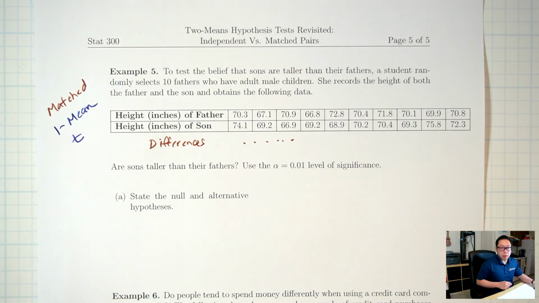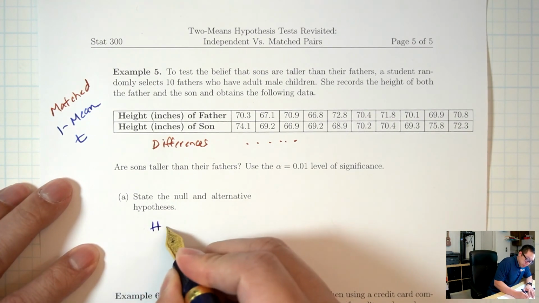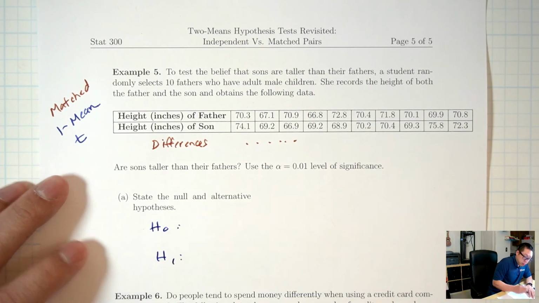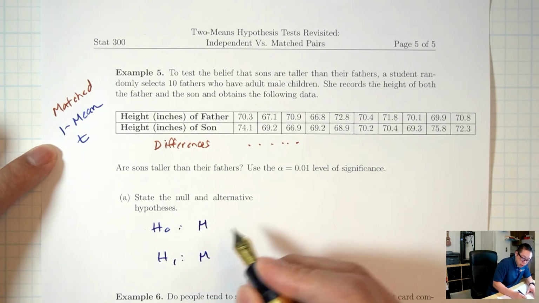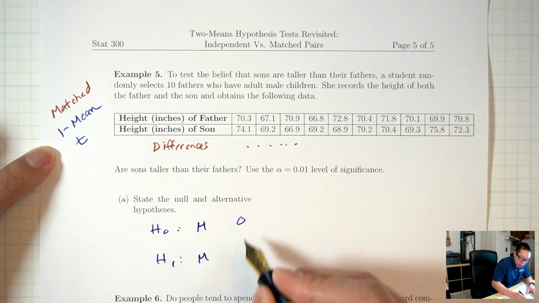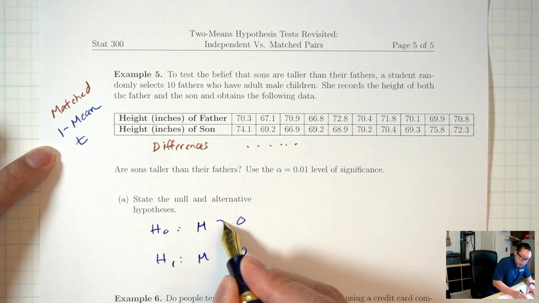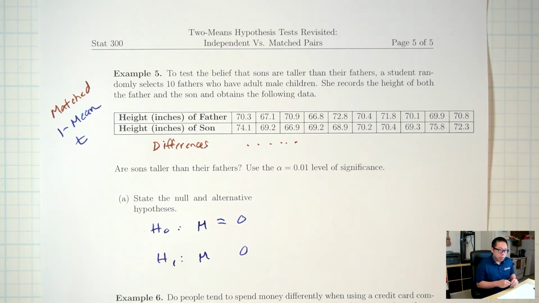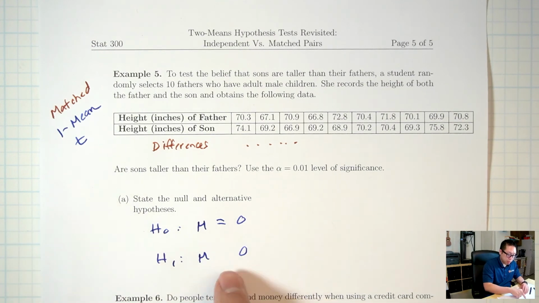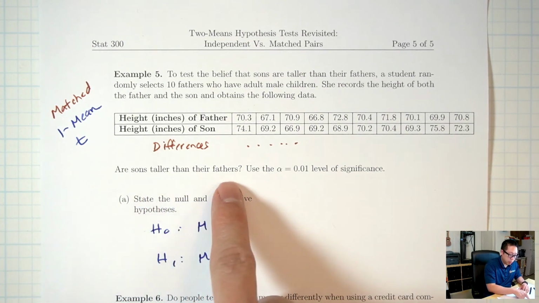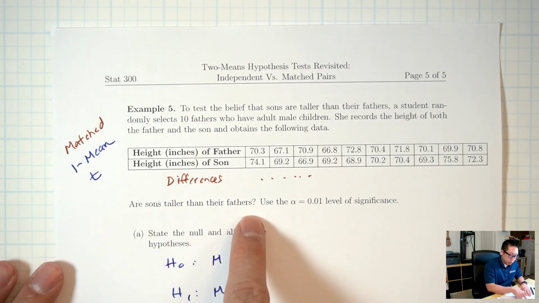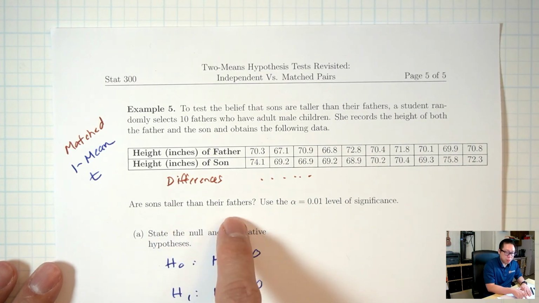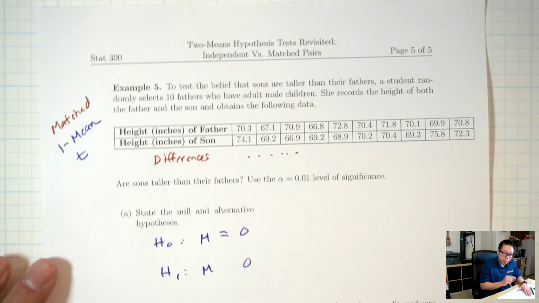Part A, H0, H1. This is a one mean situation, which means I should have just one mean symbol. And matched, you're always comparing it with 0. H0 is easy, it's always equals. H1: less than, greater than, or not equals. So this one is going to be a little bit tougher because it's not going to be the not equals. Sons taller than their fathers. For the matched situation, don't get tricked by the question. It says sons taller than their fathers, so you may be tempted to say greater than, but be careful.